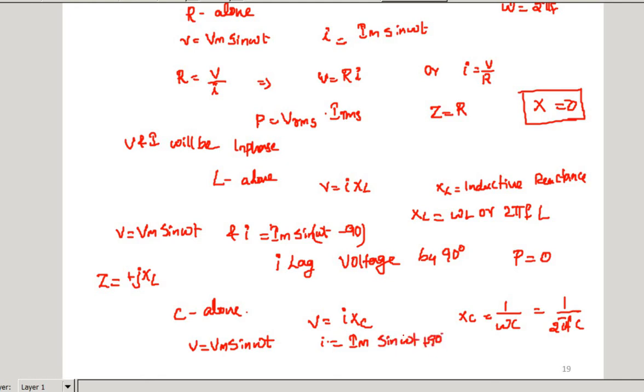plus 90 degrees. Here we can say that in a purely capacitive circuit, current leads the voltage by an angle of 90 degrees. And we can write Z is equal to minus jXc. If you are writing it as a complex quantity, you have to write Z is equal to minus jXc. So, current leads voltage by 90 degrees. Please remember all these equations while doing the problems.